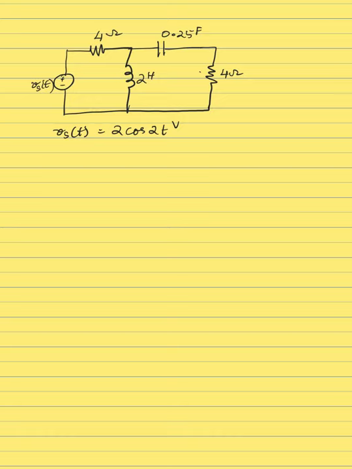Okay, so that's the AC circuit question we're looking to solve. You have a voltage source 2 cos 2t, a resistance of 4 ohms, another resistance of 4 ohms, a capacitor of 0.25 farads, and an inductor of 2 henries. What we need to do is calculate the current flowing through the inductor using phasor analysis. So what are we looking for? The variable of interest is this current.